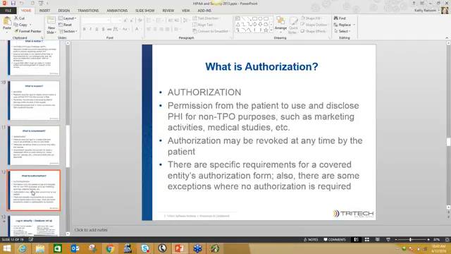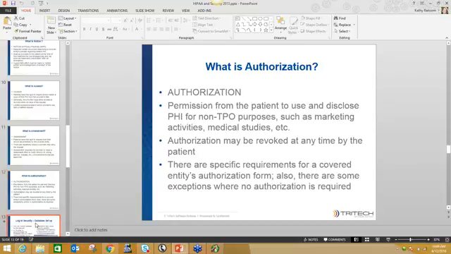Authorization is a code that we have in the billing program. An authorization from a patient gives us permission to use and disclose their protected health information for non-treatment, payment, or operational purposes, such as marketing activities and medical studies. Authorizations can be revoked, and they can also be set up during a specific time frame.